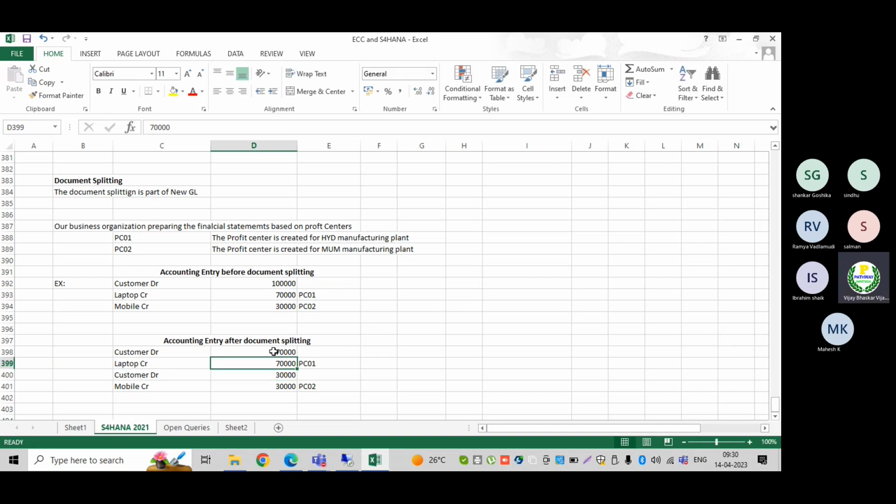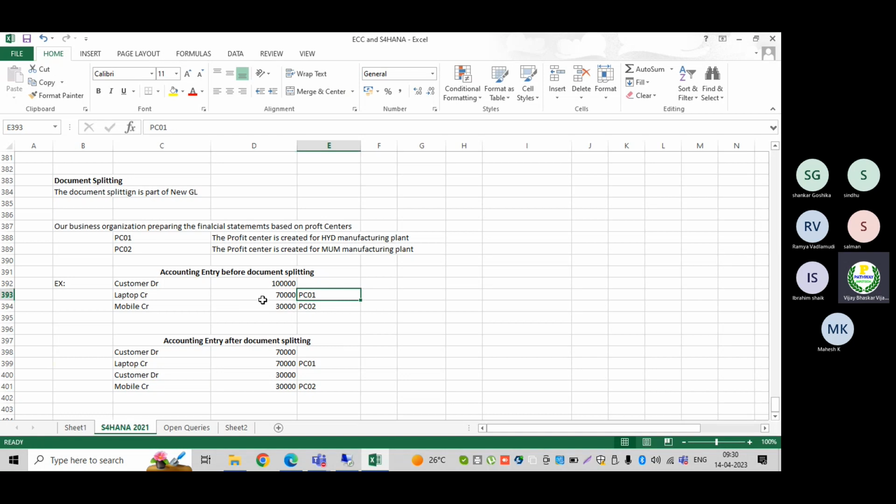So now, you can see here, when I draw the report, these two debit credit entries will get updated into my profit center one. These debit credit entries will get updated into my other profit center. So here my debit entries and credit entries are both matching. So what the system is doing is splitting the line items according to profit center wise.